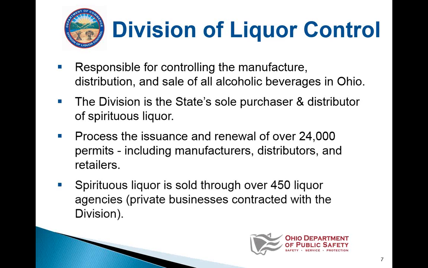Now, the Division of Liquor Control does have compliance officers that will visit permit premises across the state of Ohio to conduct administrative inspections, change the sketch of premises, and take care of other items of that nature. And they do have the authority to issue violation notices against the liquor permit here in Ohio.